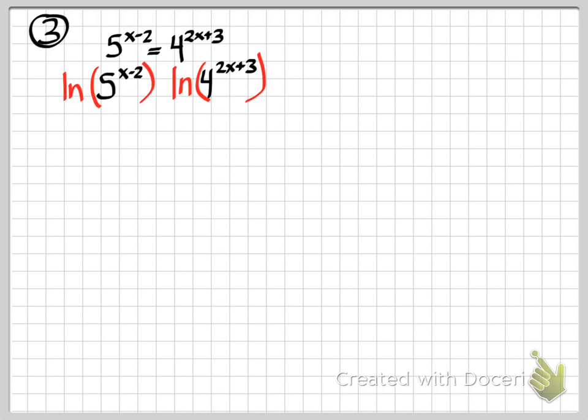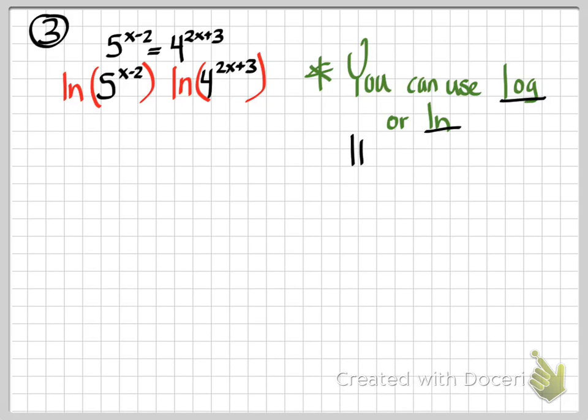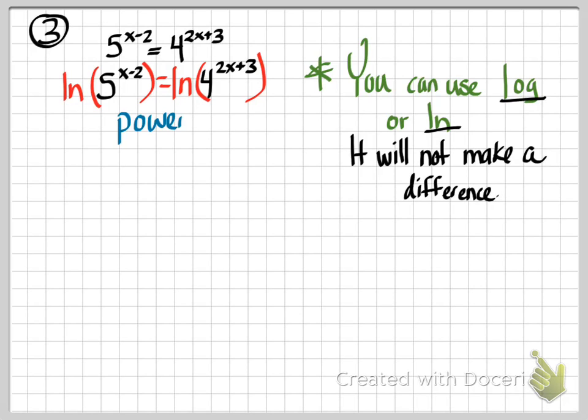Now I'm choosing natural log. What's really important here is it doesn't matter. You can use log or ln, natural log or regular log. It will not make a difference. Here's why you'll see me and the book using natural log. It's purely because it's less to write. I'm not even kidding. LOG is more ink and more work than writing LN.